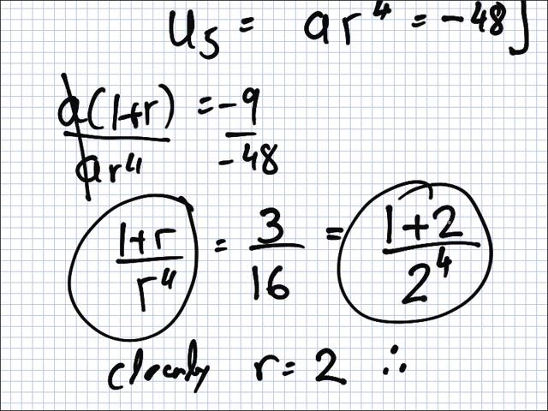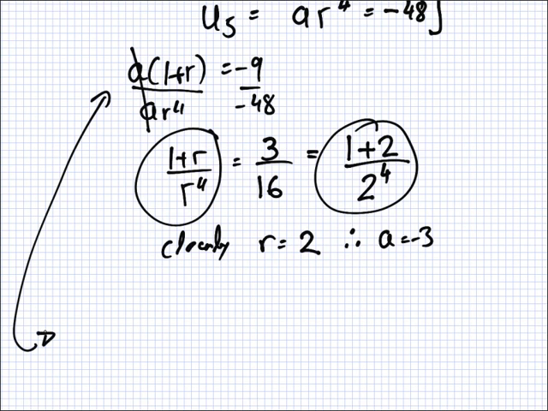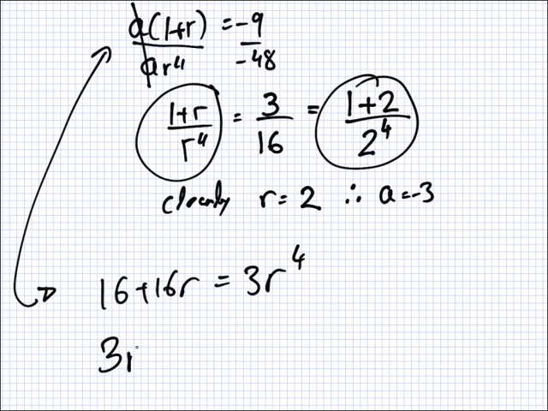a is minus 3. Is it? I'm trying to think, is there any other way to solve this? If you rearrange this, you would get 16 plus 16r equals 3r to the power 4. Anything you can do with this? I don't think so. Yeah, there's not much you can do with this. 3r to the 4 minus 16r minus 16 equals 0. I mean, it's not quadratic, it's not linear, it's not cubic.